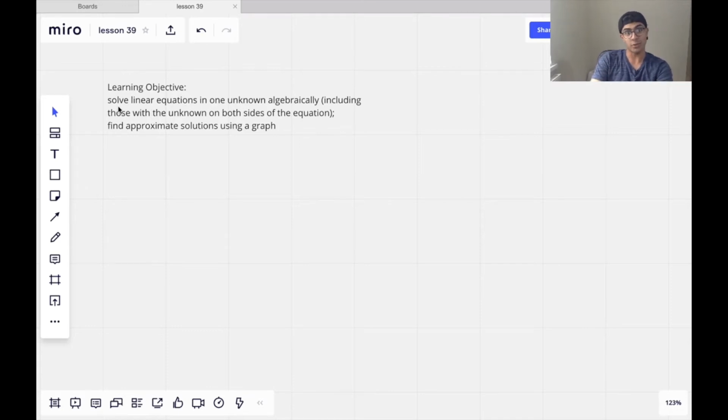Today's learning objective: solve linear equations in one unknown algebraically, including those with unknown on both sides of the equation, and find approximate solutions using a graph.